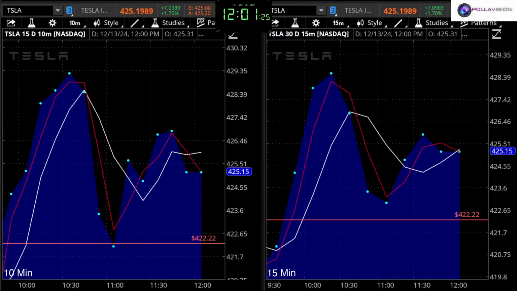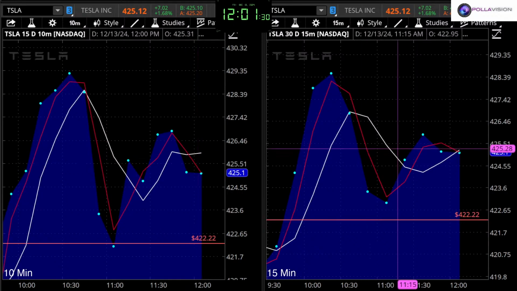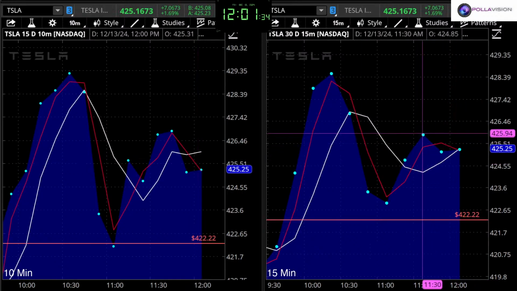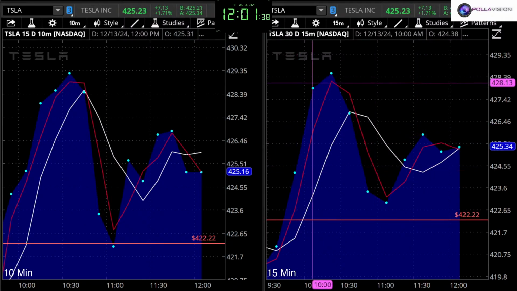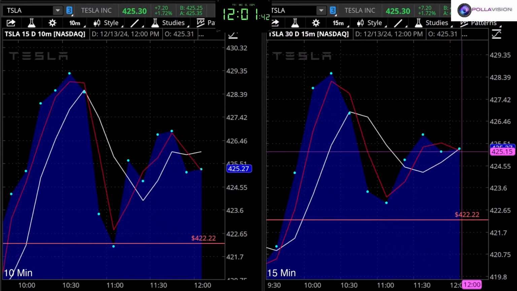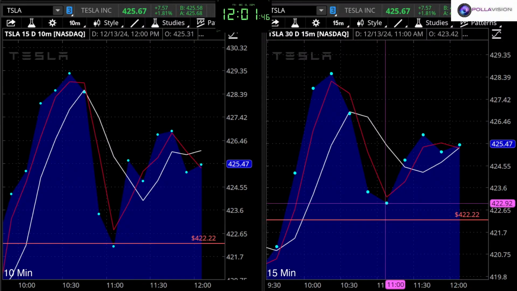10 and 15. All right. The 10 is below the 4. The 15 is right at the 4. Are we going to take it up past 425.94? This is a point where the buyers and sellers are meeting in the middle. There's the high, there's the low on the 15-minute chart.